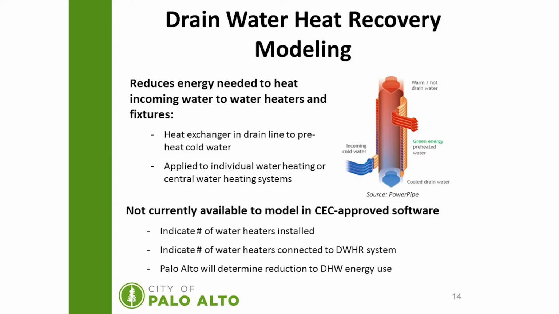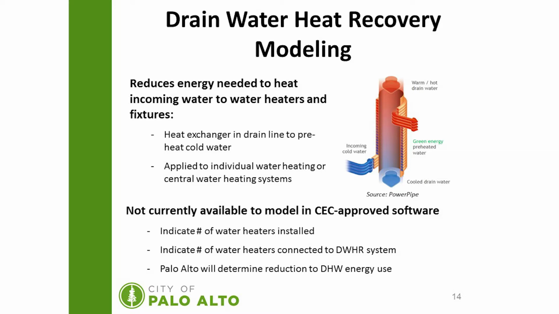Drain water heat recovery is a measure where you install a heat exchanger on a drain line, and this is able to transfer some of that heat from your drain line to your cold water lines that are leading to either your water heater or the cold side of your fixture. This technology can be applied to either individual water heating systems or central water heating systems. For our prototype, we had individual water heaters for each dwelling unit. As mentioned before, this is not currently available in the CEC-approved software.